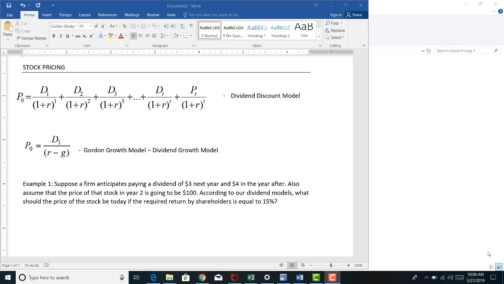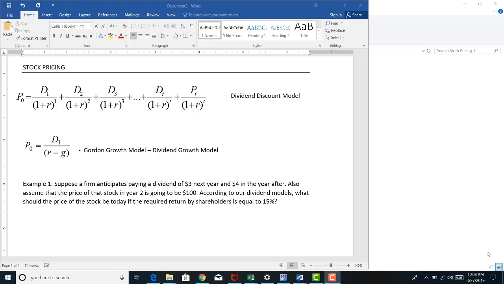All right, with an understanding of our two stock pricing models, I think we're about ready to learn how to use these. So I've written an example up here, and we're going to go through that example carefully. You'll see the example says, suppose a firm anticipates paying a dividend of $3 next year and $4 in the year after. Also assume that the price of that stock in year 2 is going to be $100.